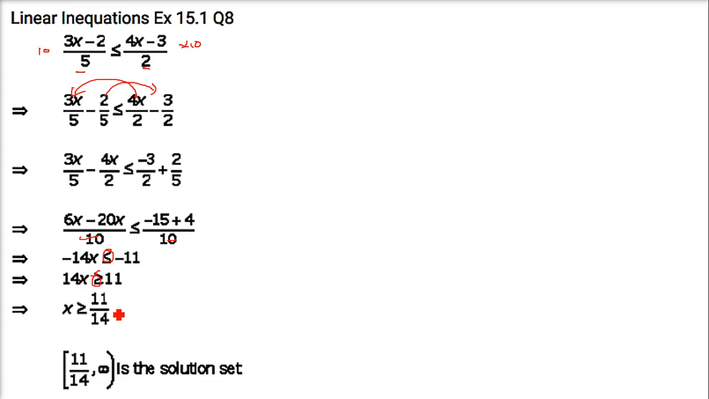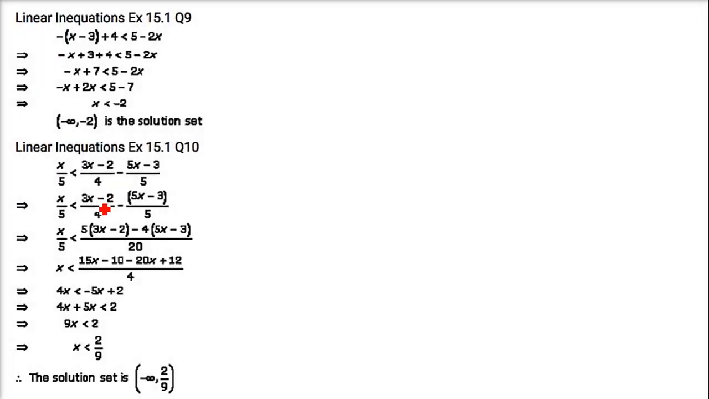Now divide both sides by 14. So x is greater than or equal to 11 by 14. Since this 11 by 14 is inclusive, you put a square bracket, and it goes up to infinity. So put an infinity here. So this is going to be the solution. Always, infinity we don't include anytime. Whenever there is an infinity, we use a round bracket. We never use a square bracket there.